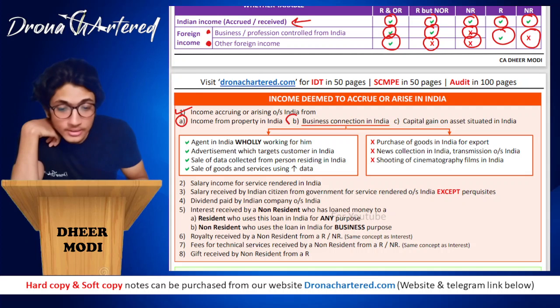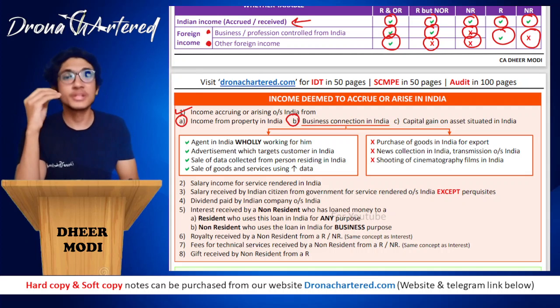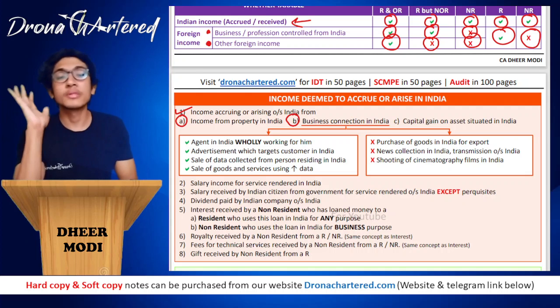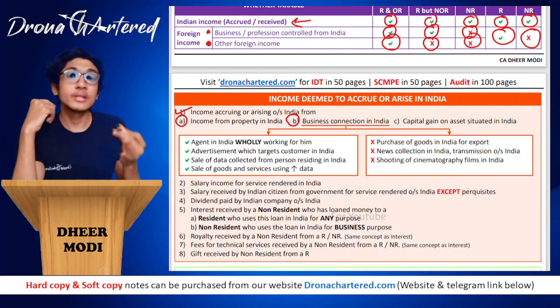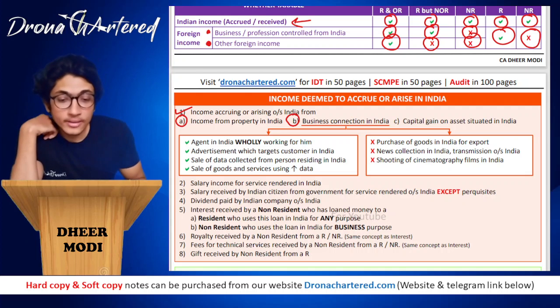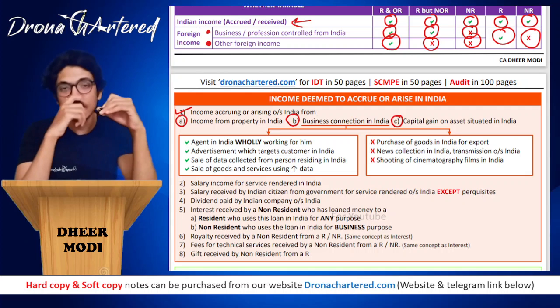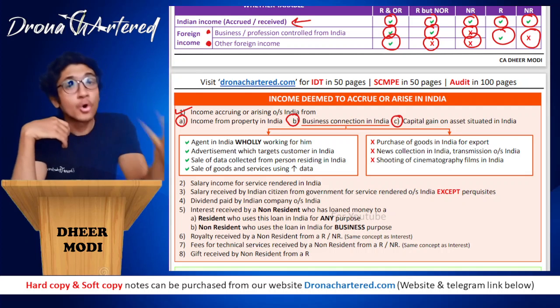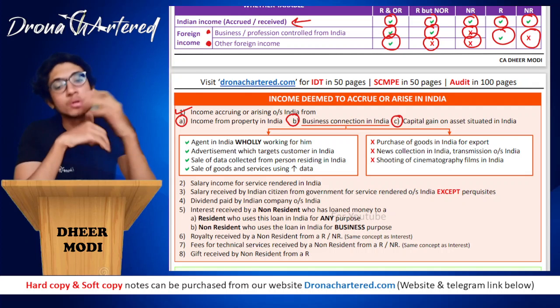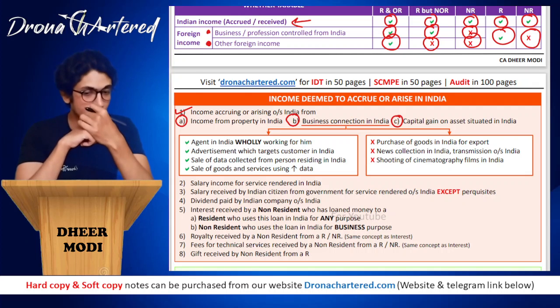Second is any business connection in India. Income related to a business connection in India will also be treated as income accrued or arising in India. And last is your capital gain on assets situated in India. Any capital gain on an asset, that means the gain you get on selling the asset, will also be treated as accrued or arising in India.